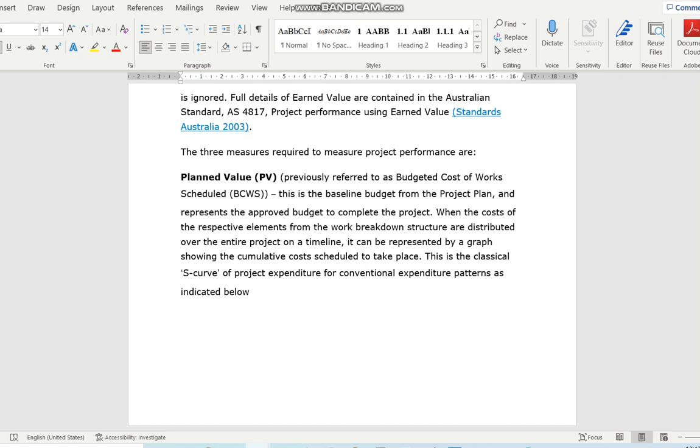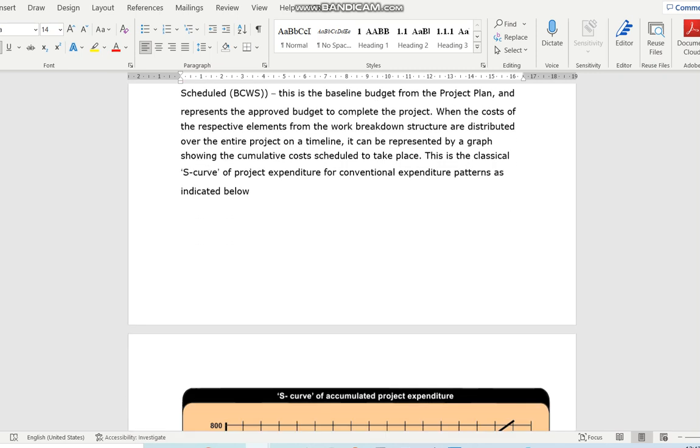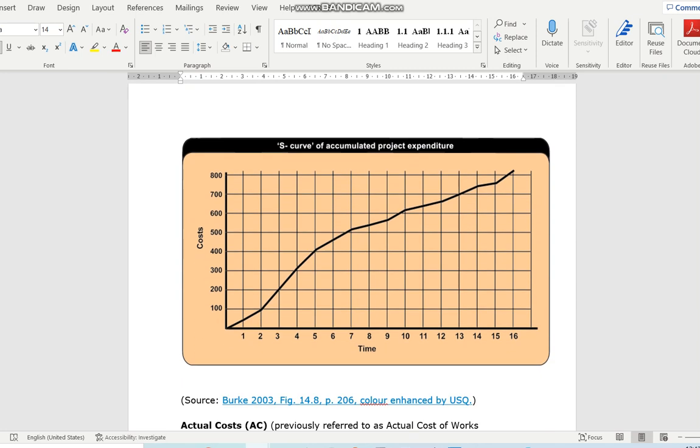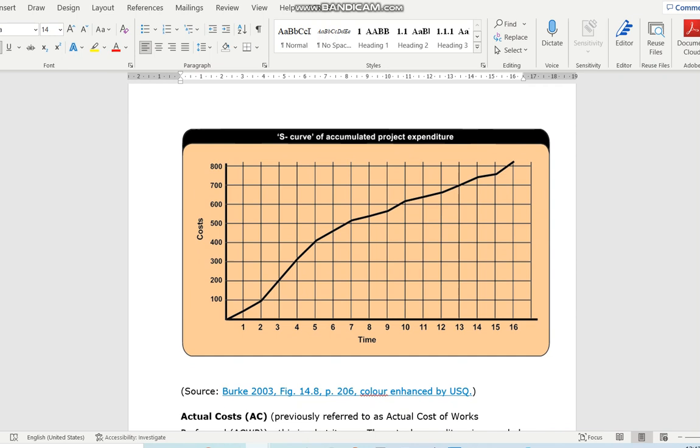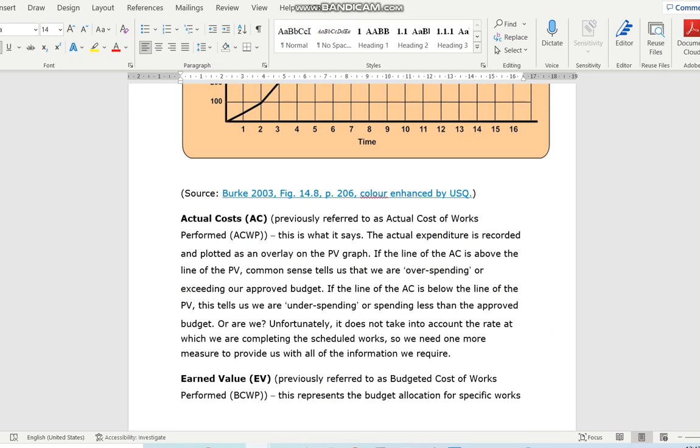So with PV, again, if you go to the financial S curve, the first curve that you get, the budgeted cost of the work scheduled, BCWS, is your PV. Then your EV, this is your first curve. Then your actual cost of the work performed is what it says: the actual expenses recorded and plotted, the actual money that is spent. This one is directly plotted in.